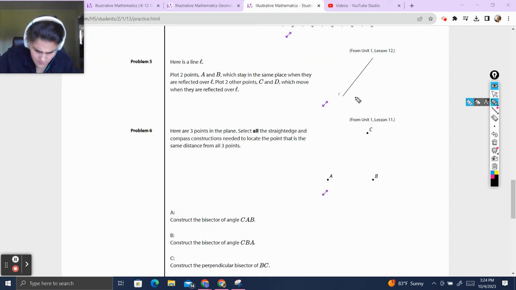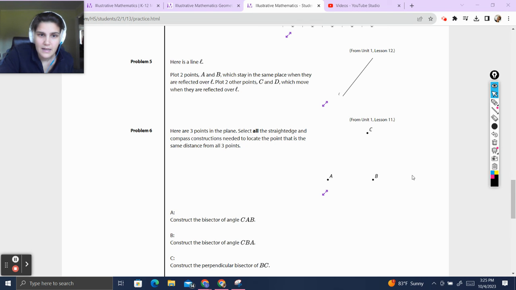Plot 2 points A and B. Well, we know the only ones that stay in the same place with a reflection are ones that are on the line of reflection. So A and B would stay in the same place once they're reflected over line L. Plot two other points, C and D, which move when they're reflected. Well, C and D would move because C would go over to here, D would go somewhere over there. And we're done. Next question.